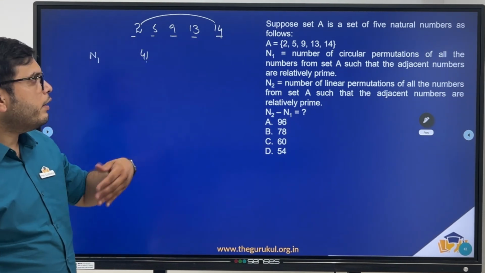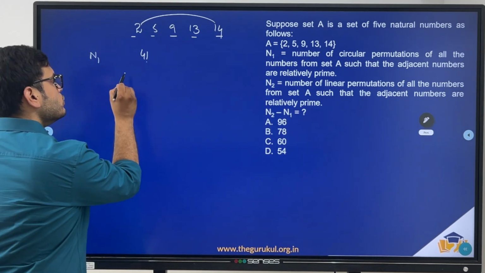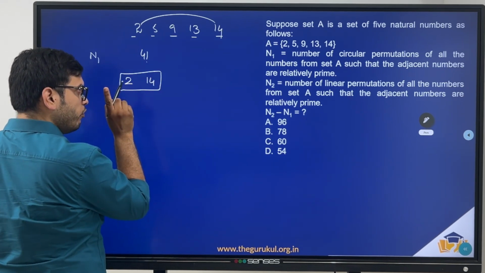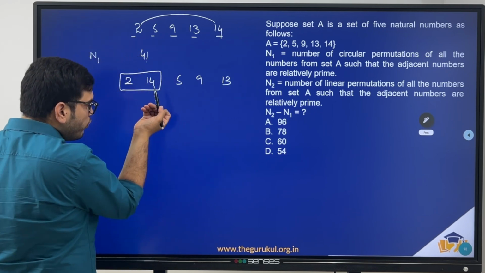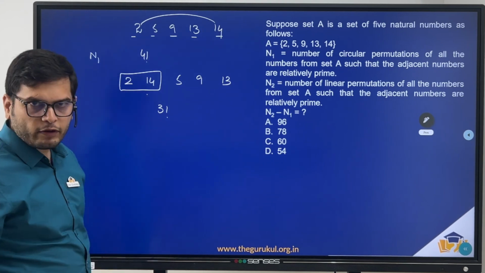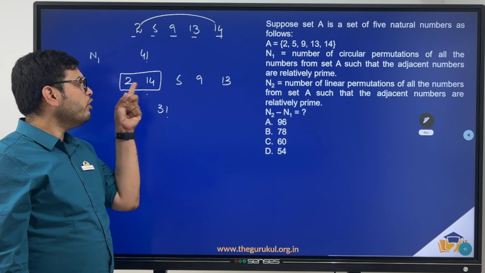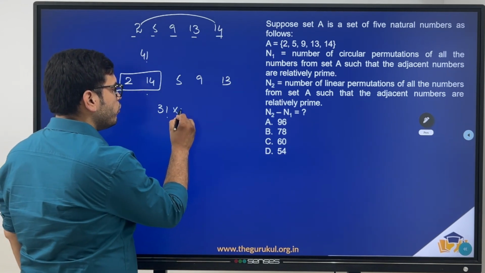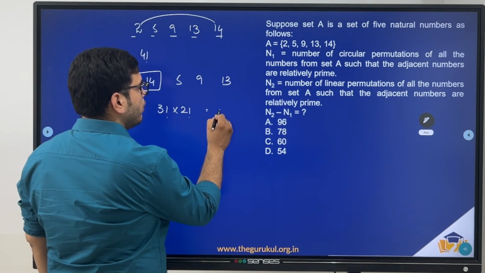Right. Now, let us find the number of ways in which 2 and 14 are together. So, to find that, I'll be considering 2 and 14 to be 1 unit. Then we have 5, 9, 13. Now, how many units do we have? 1, 2, 3, 4. They can be arranged around a circle in 3 factorial ways. Now, we are done with outer arrangement. Now, coming to inner arrangement. 2 and 14 can rearrange among themselves in how many ways? 2 ways. So, 3 factorial into 2 factorial. Now, this is nothing but 12.